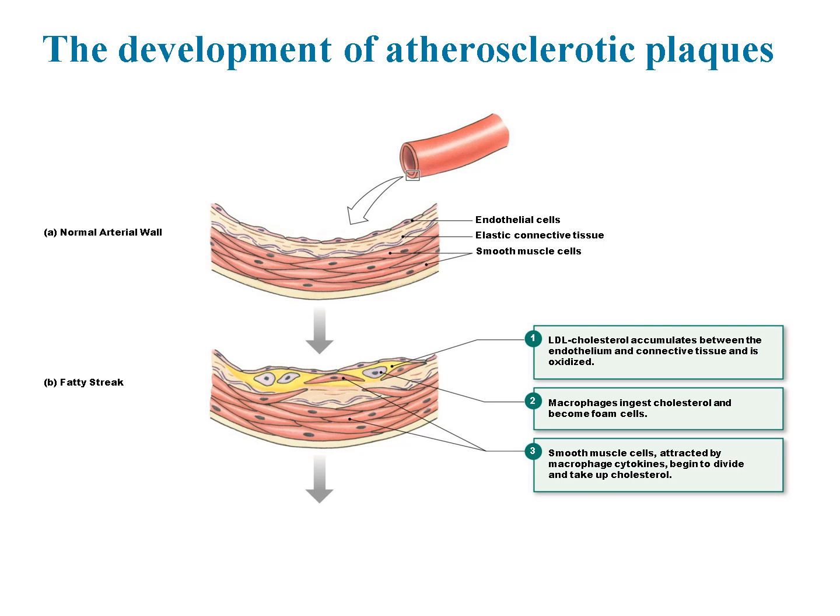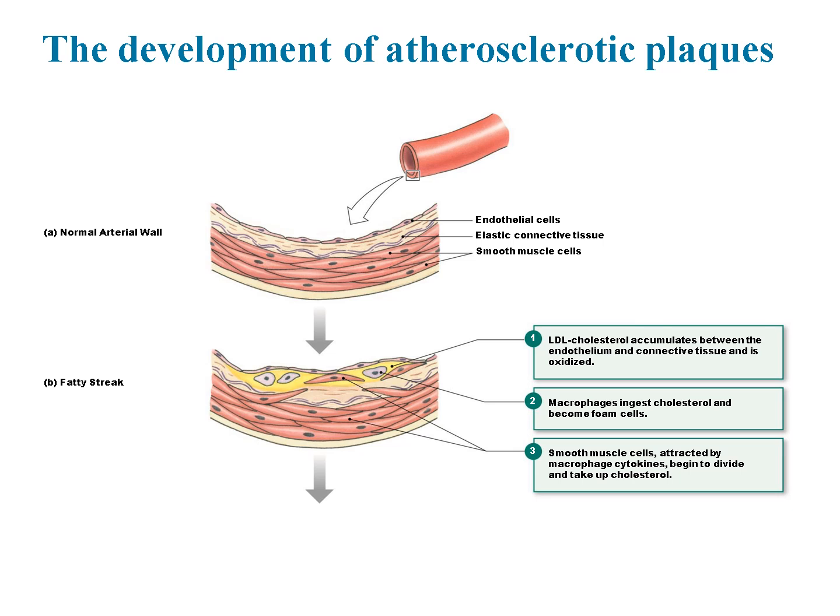Atherosclerosis is a progressive disease characterized by the buildup of plaques inside the arteries. This process begins with changes in the arterial wall that gradually restrict blood flow and increase the risk of cardiovascular complications. A normal arterial wall consists of endothelial cells, elastic connective tissue, and smooth muscle cells, which help maintain the vessel's flexibility and function. However, when low-density lipoprotein cholesterol accumulates between the endothelium and connective tissue, it becomes oxidized. This marks the beginning of plaque formation.